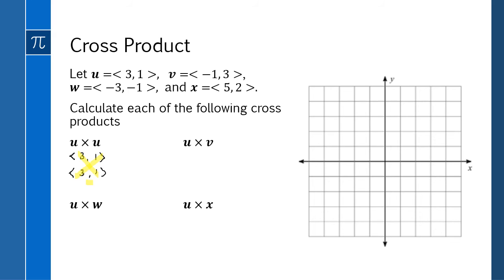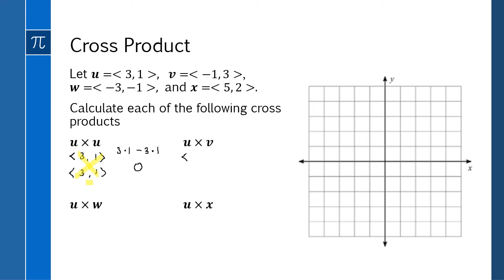So this will be 3 times 1 minus 3 times 1. In other words, 3 minus 3, or 0. So a vector cross producted with itself will be 0. Now let's do vector u cross v.